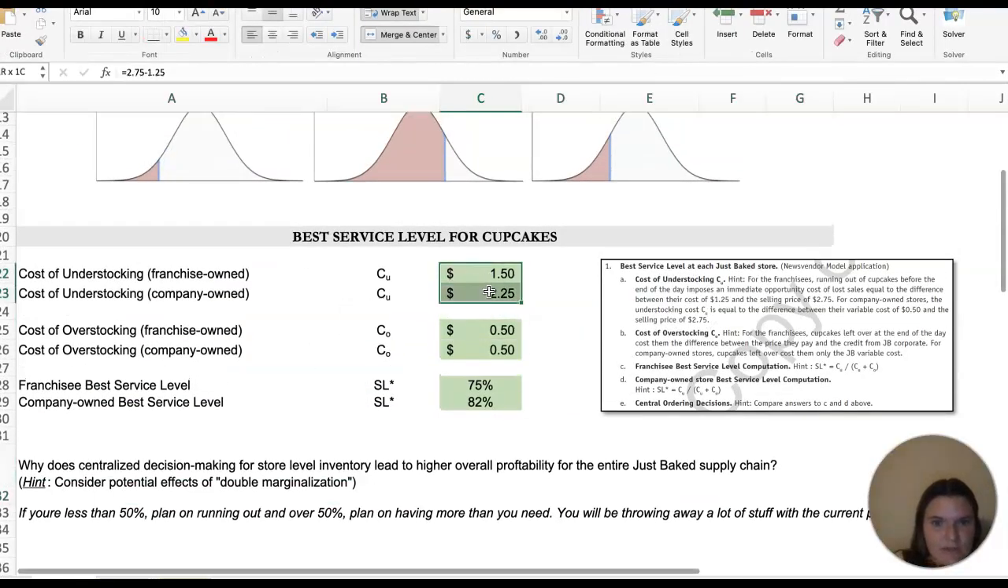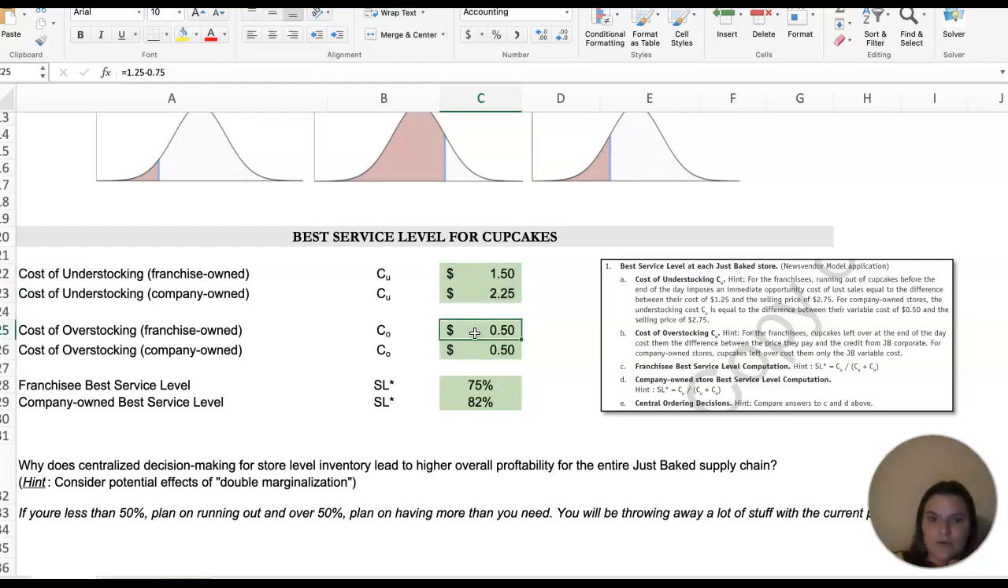So for Just Baked, this was their cost of understocking, which was higher than their cost of overstocking. So it looks like they would rather overstock when compared to understocking, that way they would have it whenever someone needs it. It's a little bit higher in price, so it's going to be like that. But say instead of $5.50 for a batch, someone sold it for $10.50, then these would be different.